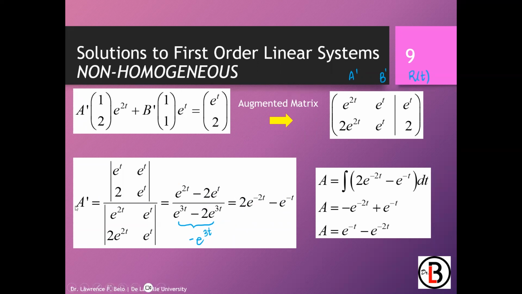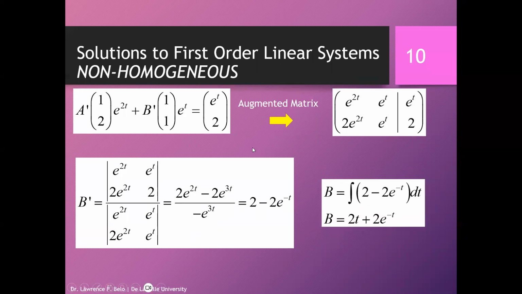But then take note, guys, that this is still your a prime. What I need to do is solve for a. So here, you'll have this as a function of t. Integrate that. So you'll end up with negative e to the negative 2t plus e to the negative t, right? And then I just interchange the order so that the positive is the one in front. So now we have solved for A. Let's try solving for B.